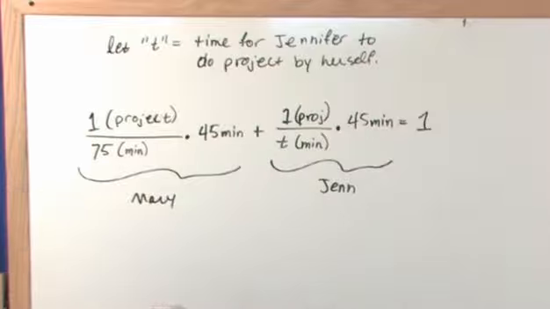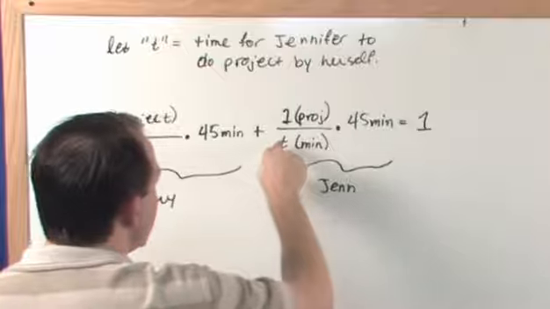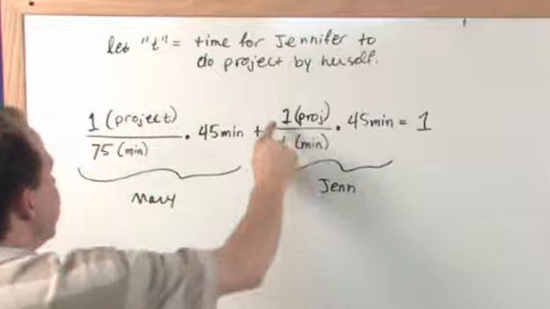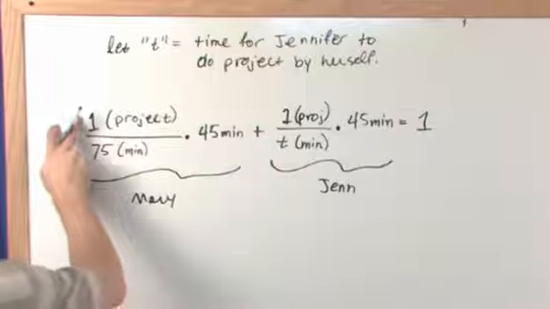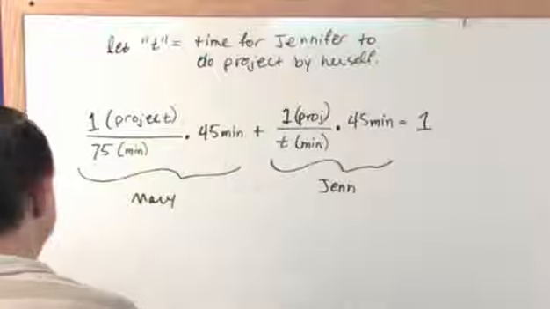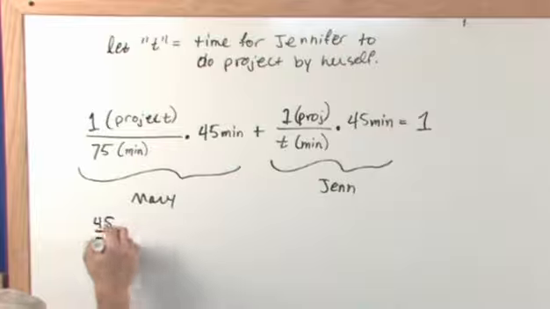But what we're effectively trying to find now is how long it takes Jennifer to work on her part if she were working by herself. This is Jennifer's rate. That's what we're trying to find. But now that we have the equation set up, the math is really not hard. 1 over 75 divided by 45 is just simply going to be 45 divided by 75. That's all that we have here.